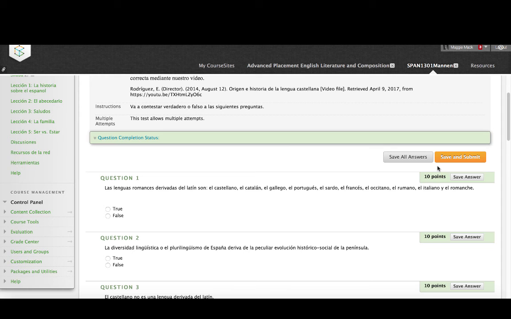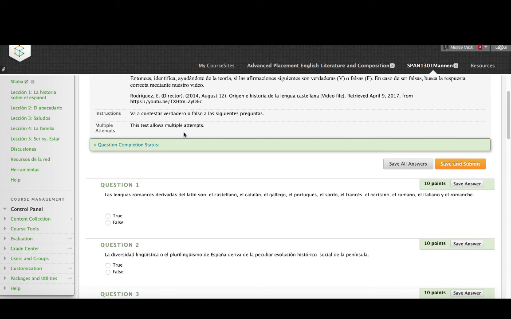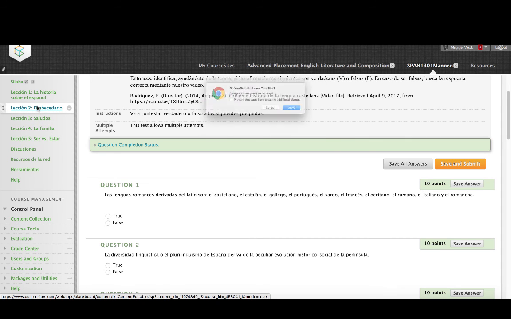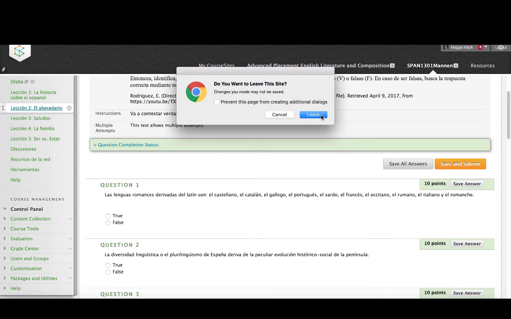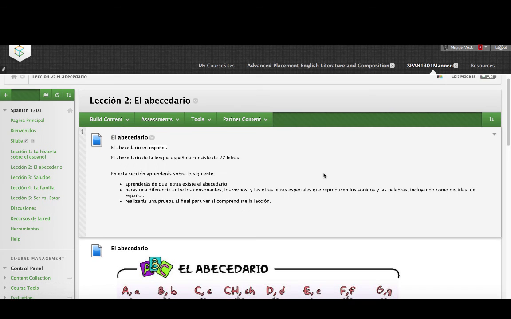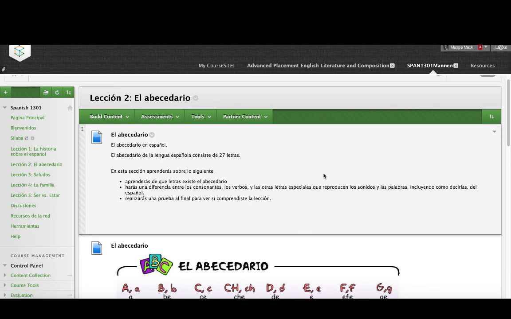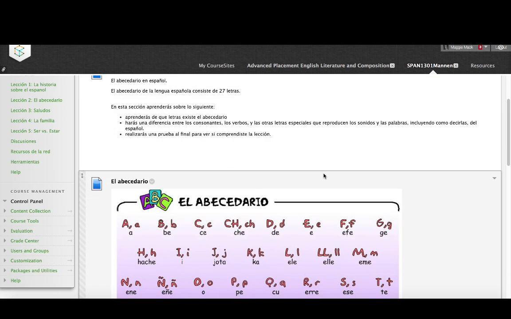Let's take a look at lesson 2 by clicking on the button on the left. This lesson is set up in the same way as lesson 1. It has the learning objectives, images, videos, and then an assessment.